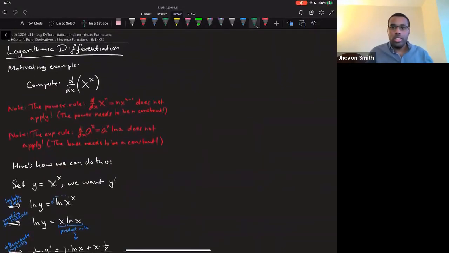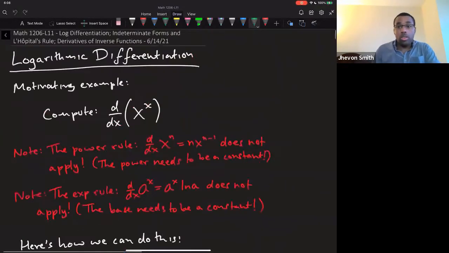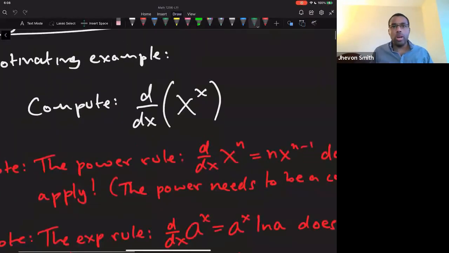Yesterday, we introduced a new differentiation technique called log differentiation. It's when we use logarithms to help us out with differentiation, because logarithms have a lot of nice properties. They turn powers into multiples, they turn products into sums, they turn divisions into subtractions. So it makes sense that if I have something weird to differentiate and the power is an issue, I can use a logarithm to help me out.